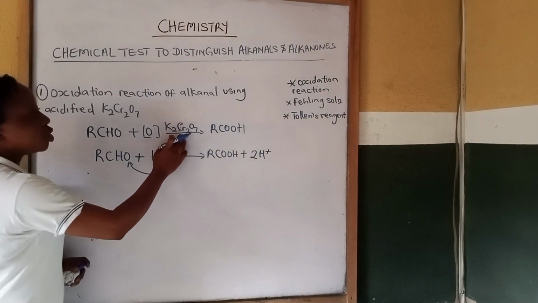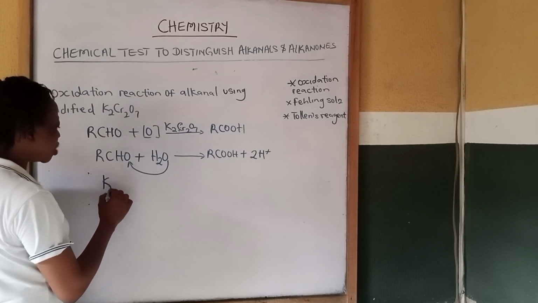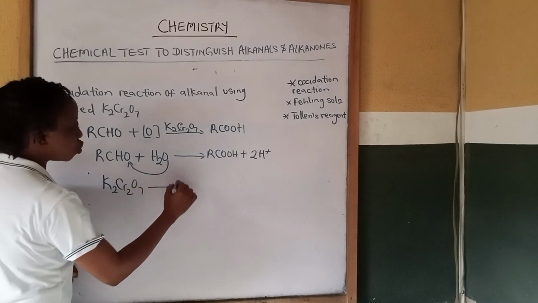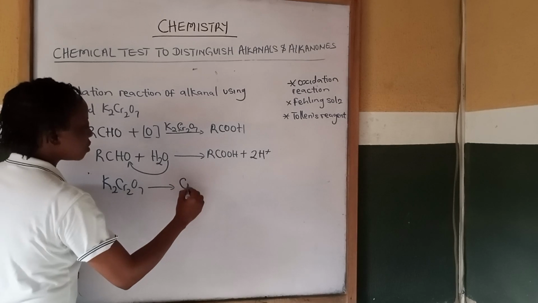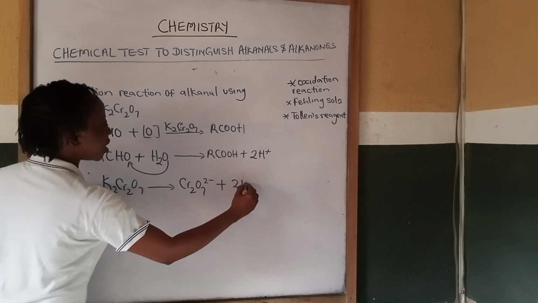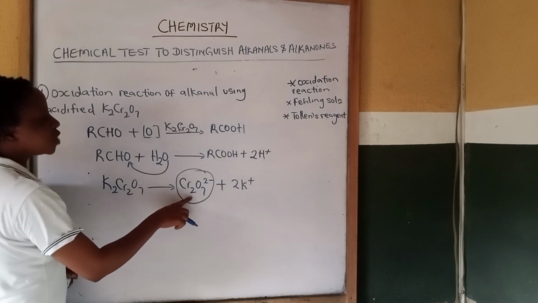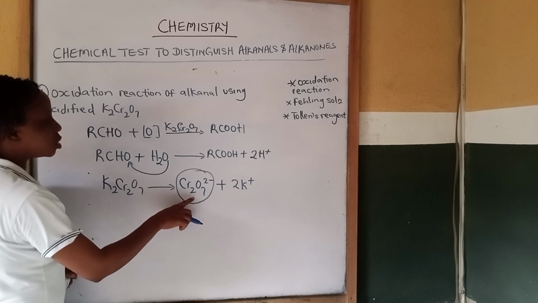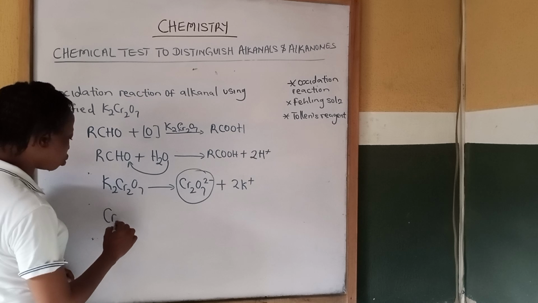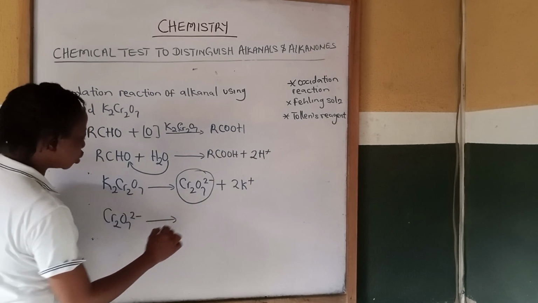At the same time, your oxidizing agent will also decompose. K2Cr2O7 will decompose to what? To Cr2O7 2 minus plus 2K plus. Then the orange color of this dichromate, Cr2O7 2 minus, will now reduce to what?